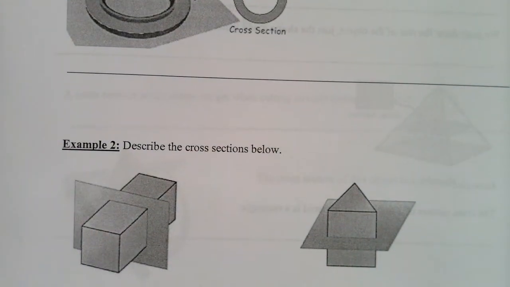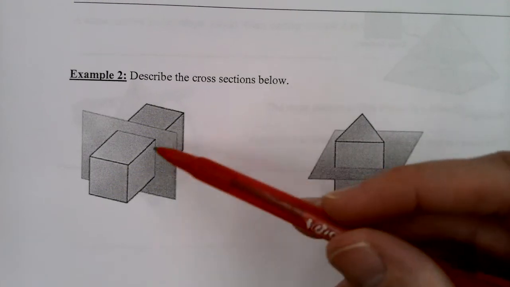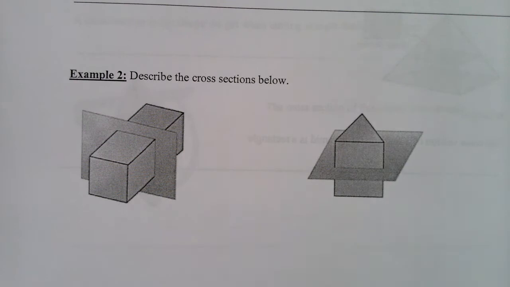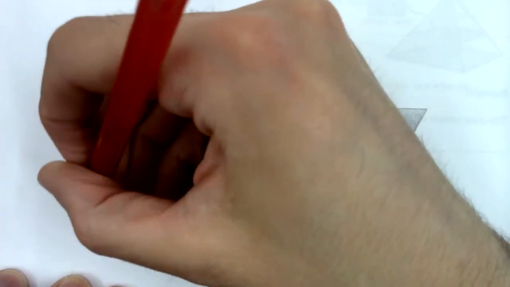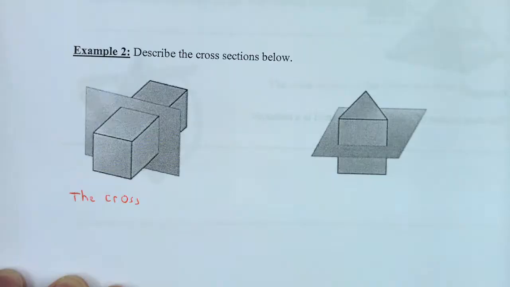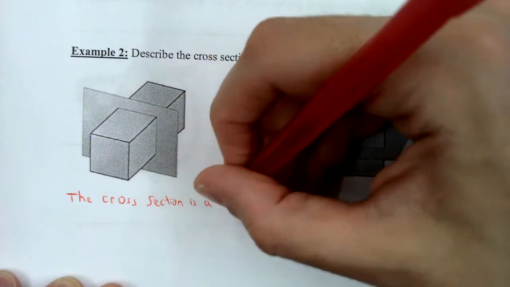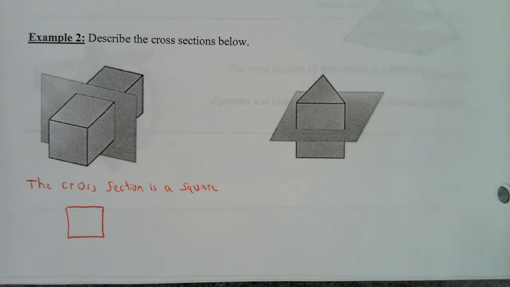Example 2. Describe the cross sections below. So we have a square prism. If we cut through it vertically like that, then the cross section is going to be a square. Over here we have a triangular prism. Let's say we cut through it like this. The cross section is going to be a triangle.